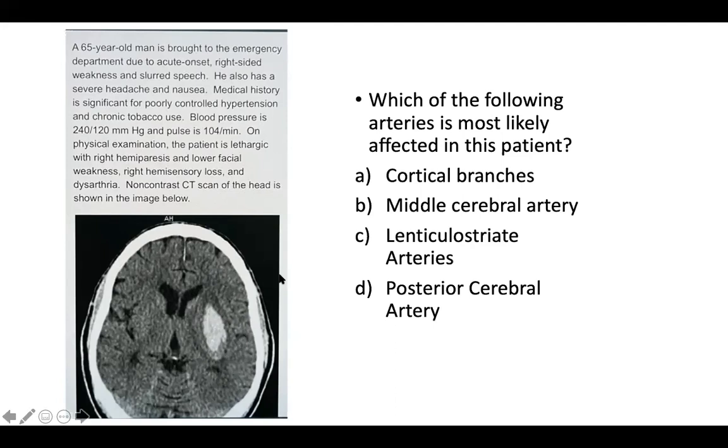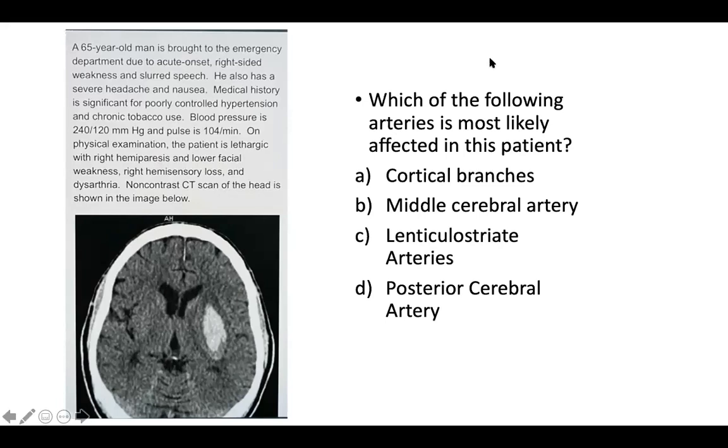Okay, and this is just an image diagnosis. So this is what I have for you.